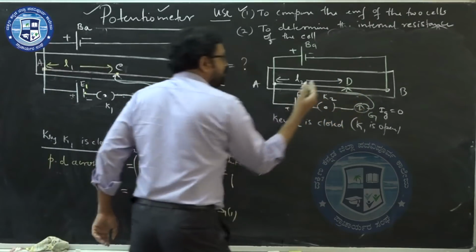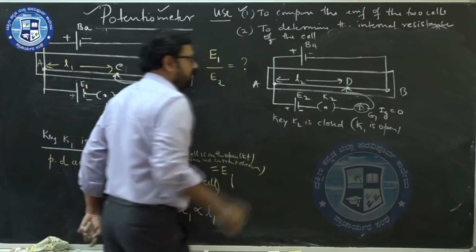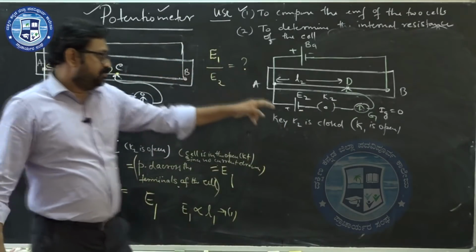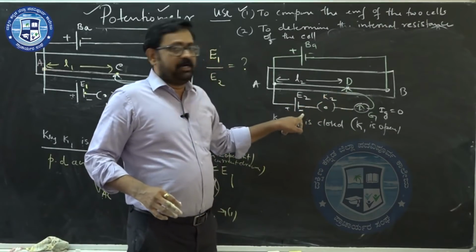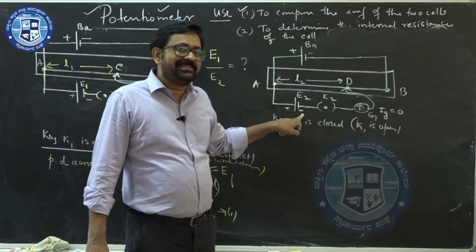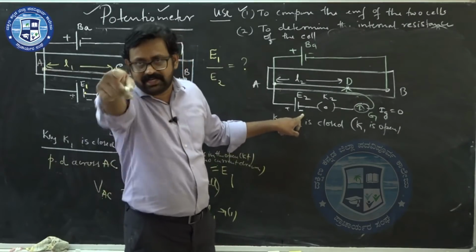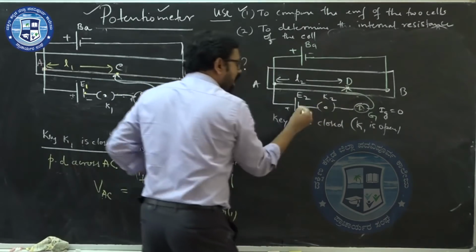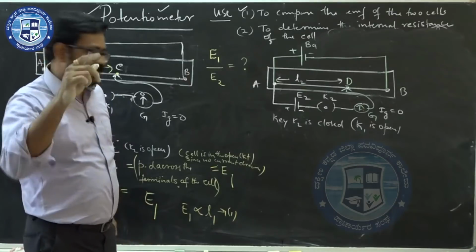Current here indicating 0 means, you refer to the point D and the negative terminal of the cell of EMF E2. Is there any conducting path? Yes. Is there any current now? No. Indicating that D and the negative terminal of the cell are at the same potential, correct?